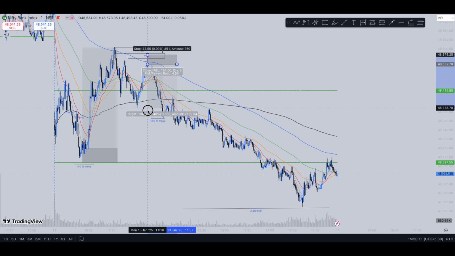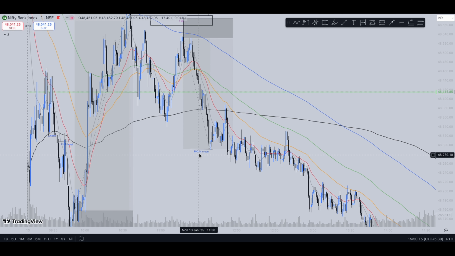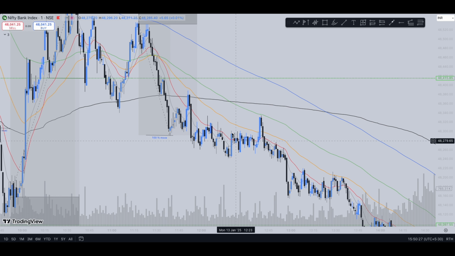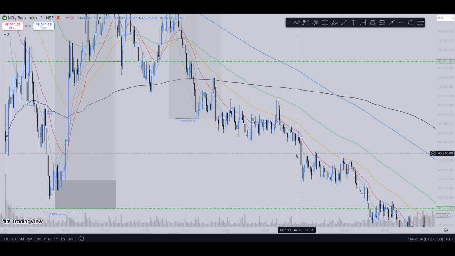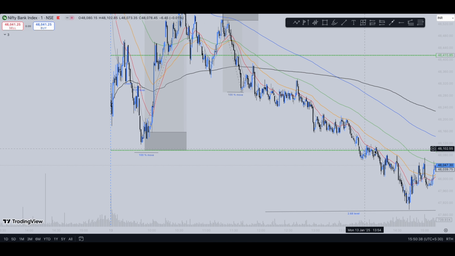You could have targeted the 100% level over here, and the price retraced back to the VWAP level, but here it faced rejection as it couldn't cross the VWAP level, and again it broke structure towards the downside, breaking this structure down, and here it couldn't cross the 100 moving average. Again it formed some kind of rejection and continued all the way down, guys.